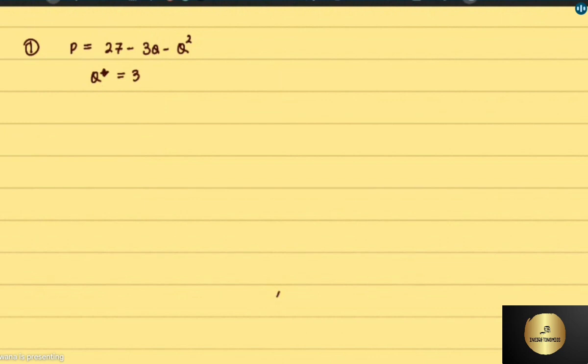You have already been given Q star. So first we'll find the P star. We will replace Q with Q star, which is 3. So it is 27 minus 3 times 3 minus 3 square. We will solve it.